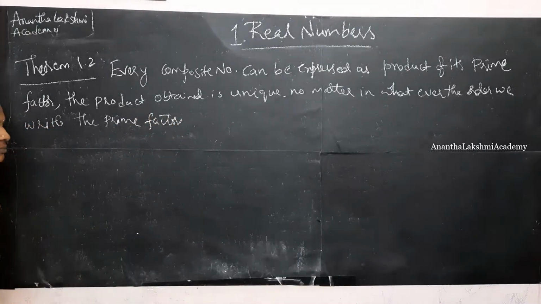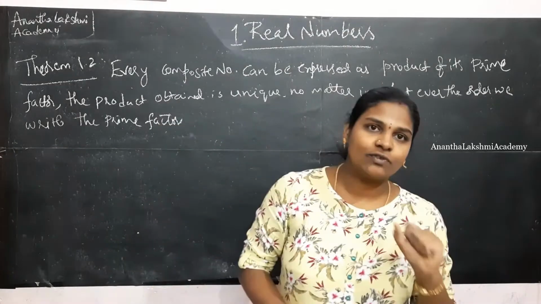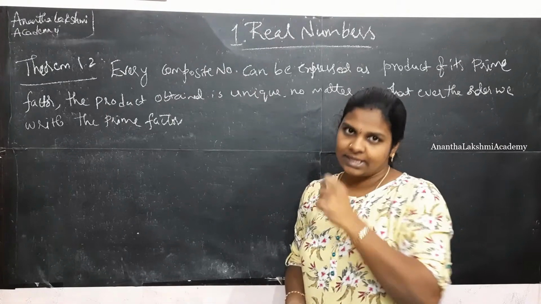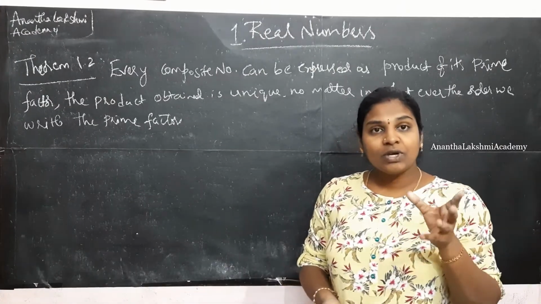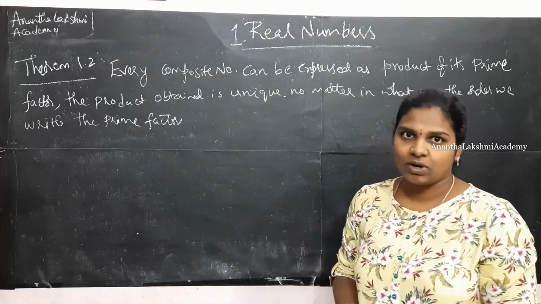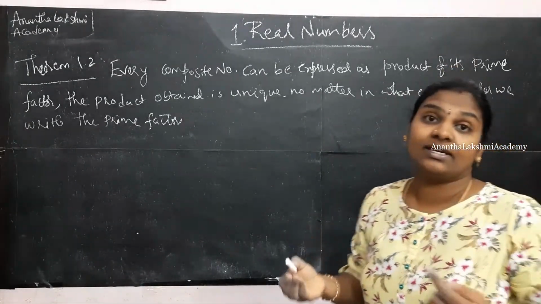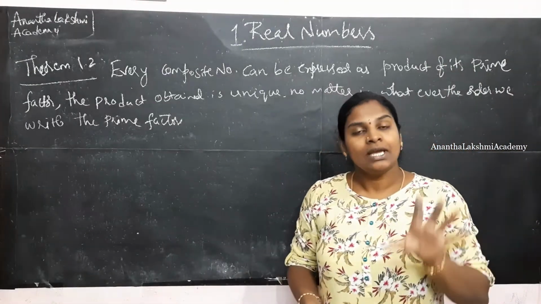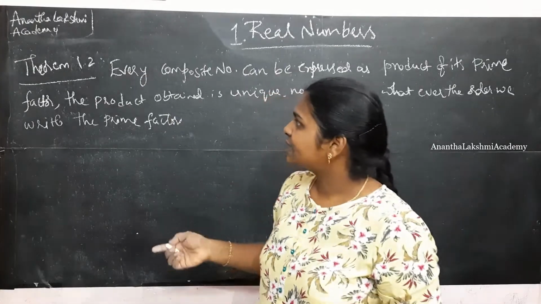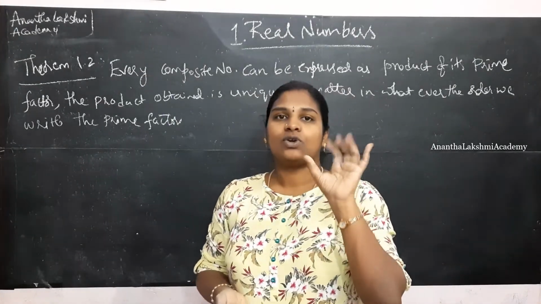So the composite numbers can be expressed as the product of its prime factors. We know what factors are. When do we call a number a factor of some other number? When that particular number is divisible by the second number. That is when we call it a factor. Expressed as a product of its prime factors: when do you call a factor prime? When the factor is one among the prime numbers. So what is it trying to say? Every composite number can be expressed as a product of its prime factors.